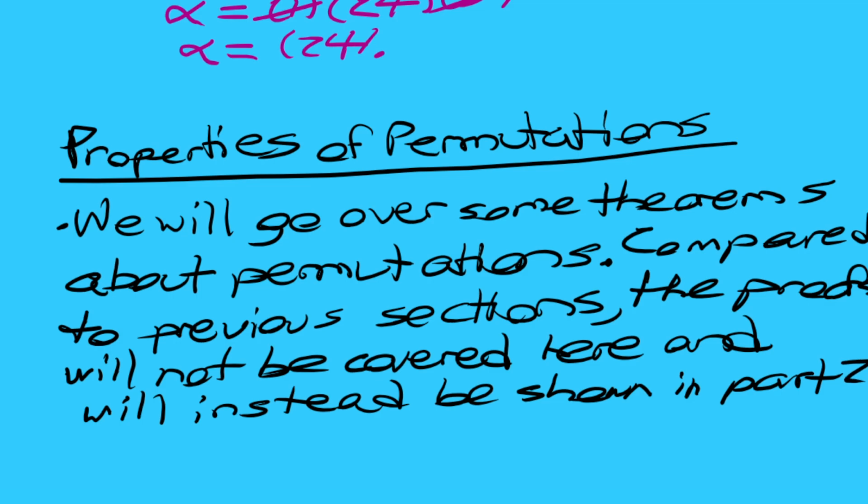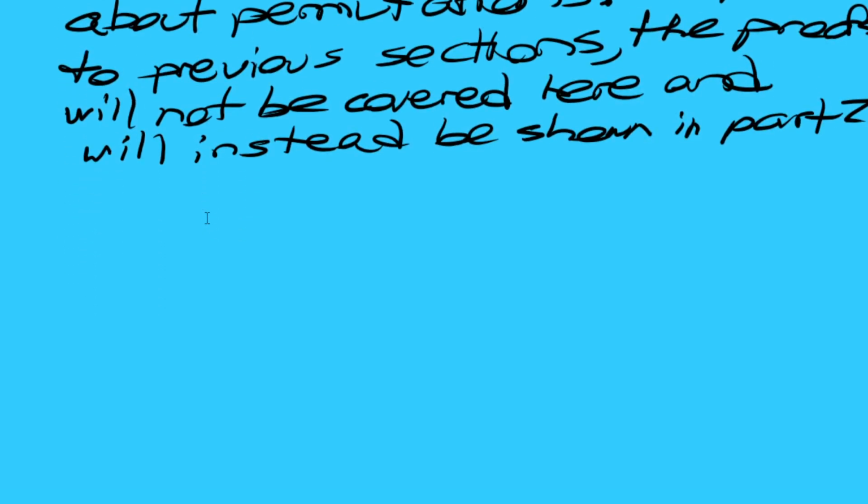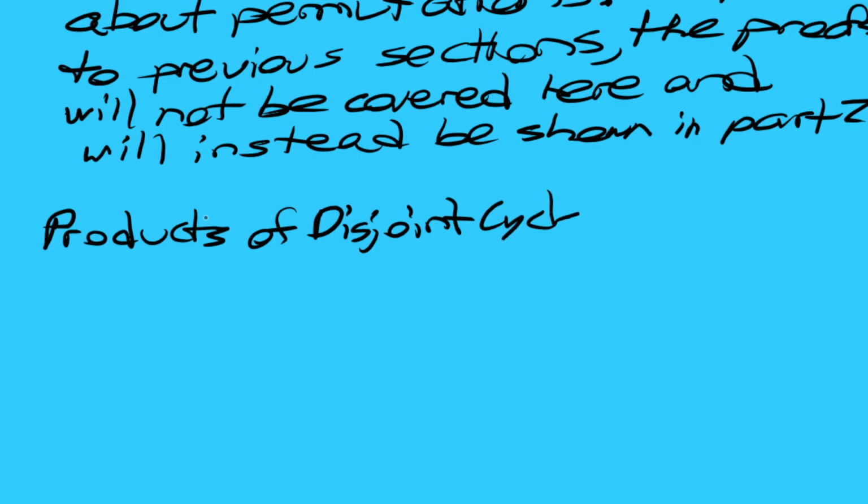in part 2. So we're just going to go over, there's a bunch of theorems that we need to look at for permutations, and of course there's proofs behind them too. But for this specific video, we're not going to look at all the proofs. If you want to look at the proofs behind them, then you can watch part 2. That's going to be what part 2 of section 4 is going to be all about, is just the proofs of these theorems. So let's take a look at our first theorem, and that is products of disjoint cycles.